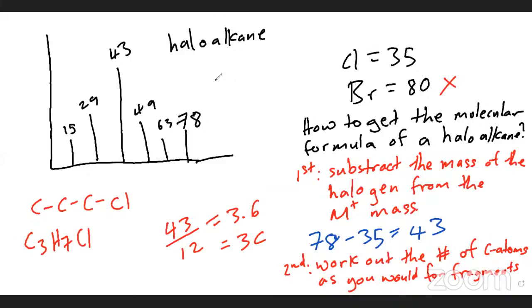So if you get a haloalkane, you subtract the mass of the halogen first. Then to get the number of carbons, you just work it like a fragment. The reason we do it like a fragment is that if you take off the halogen, what you have left is a fragment, not a complete alkane. If you break the carbon to halogen bond, any amount of carbon remaining is a fragment.